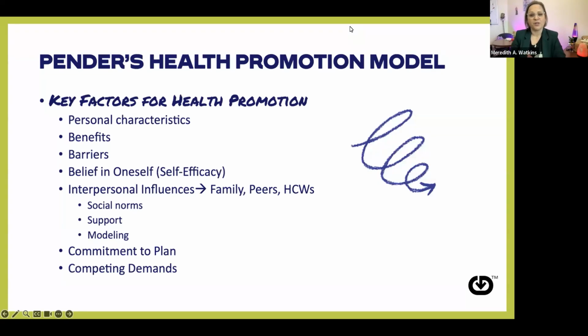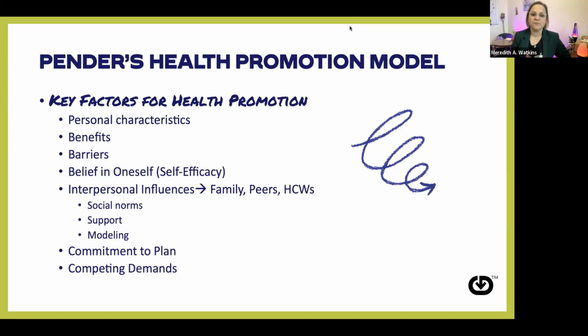Now, in Pender's model of health promotion, there are key factors that influence health promotion and the person's ability or willingness to follow along with health promoting behaviors. Those include those personal characteristics that we just mentioned, and their perceived benefit of the health promotion activity. Do they see that it would benefit them? What are the barriers? Do they have financial barriers, barriers of time, language barriers, or a physical inability to do whatever they're being asked to do? Do they have a belief in oneself? Do they believe that they can do it? That's called self-efficacy. And then there are the interpersonal influences from their peers, their family, and from us as healthcare workers.